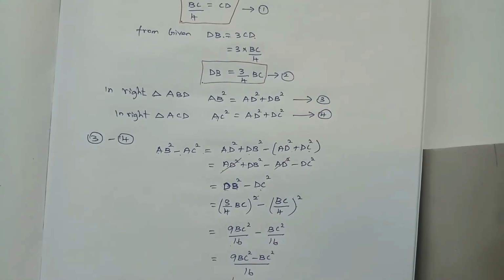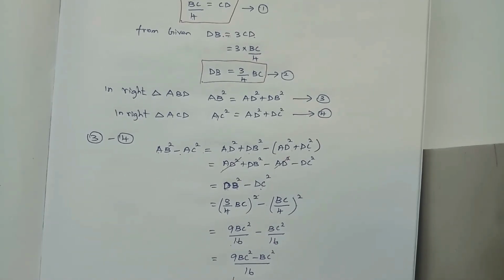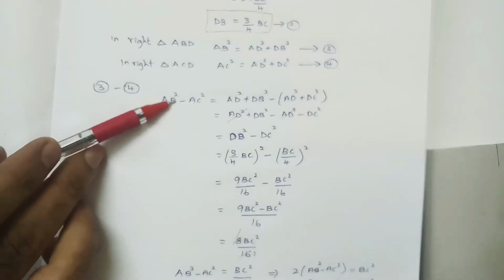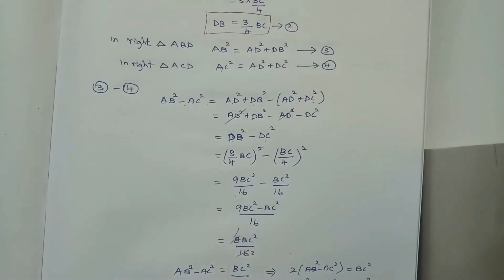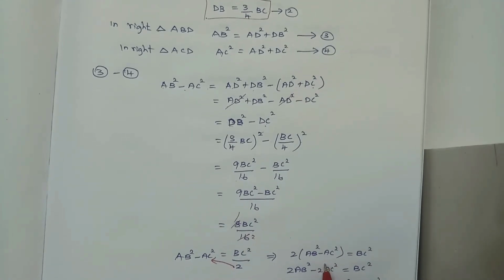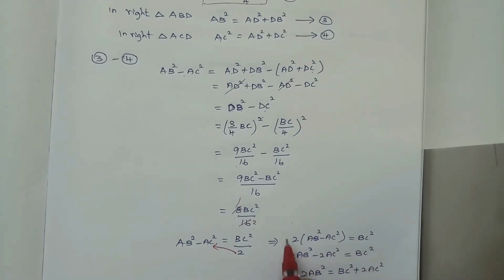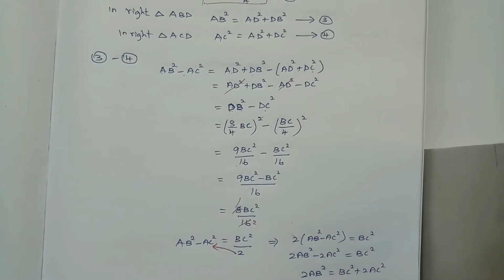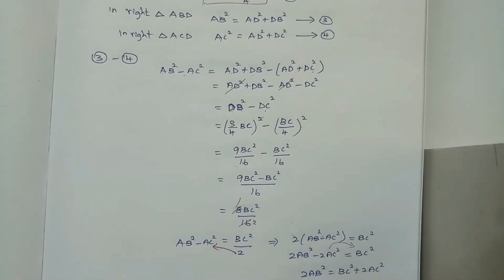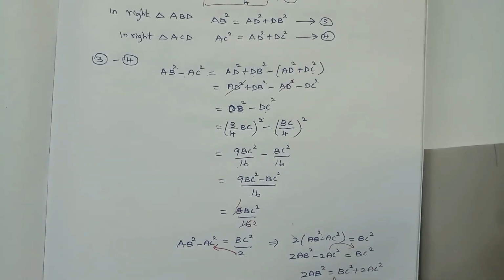Simplify 1 times 2 times. So BC square divided by 2, right? BC square divided by 2. What is the LHS? AB square minus AC square. Take this 2 to the LHS. 2 into AB square minus AC square is equal to BC square. Just multiply inside. 2 times AB square minus 2 times AC square is equal to BC square. Take this minus 2 AC square to the RHS. 2 AB square is equal to BC square plus 2 AC square.